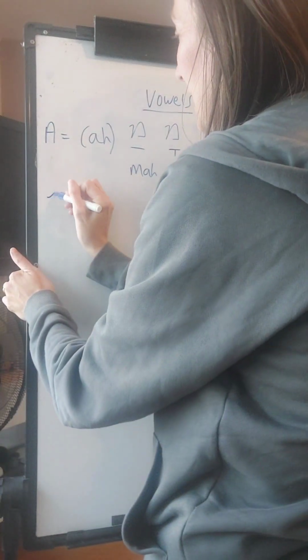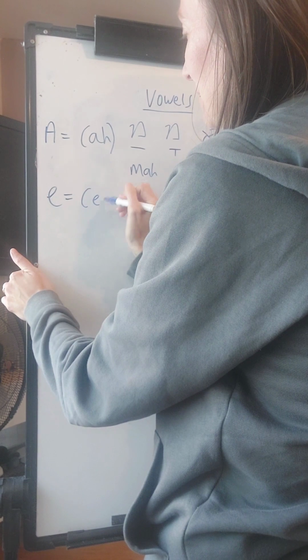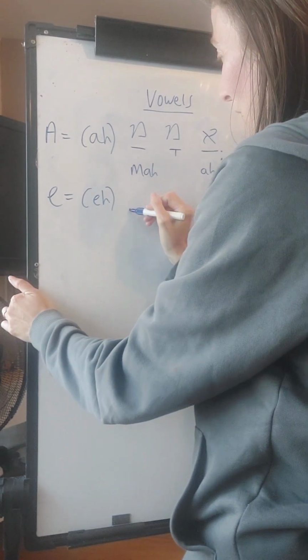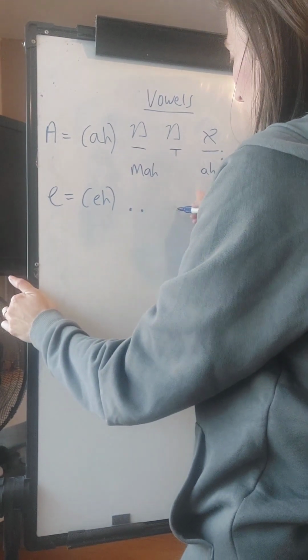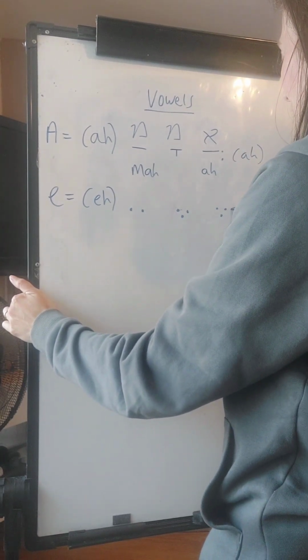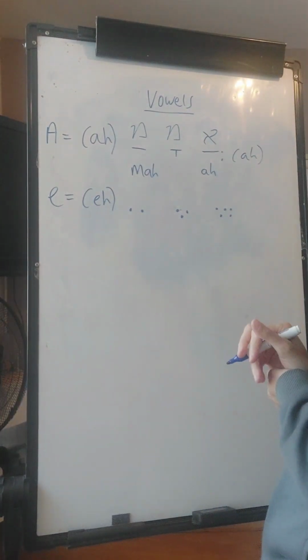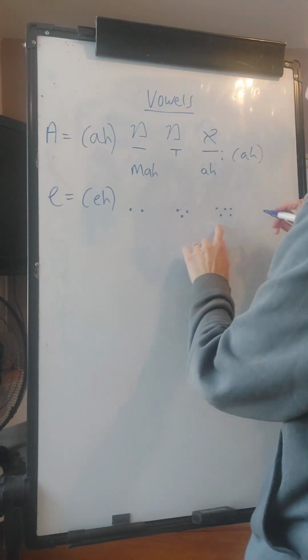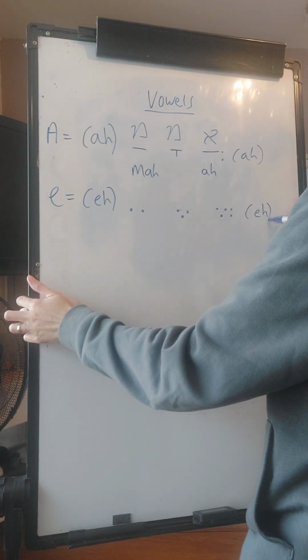Now we're going to look at the E vowel. The E vowel sounds as E, and the E vowel is either 2 dots, 3 dots, or 5 dots under the Hebrew letter. And each of these symbols will always sound and read as E.